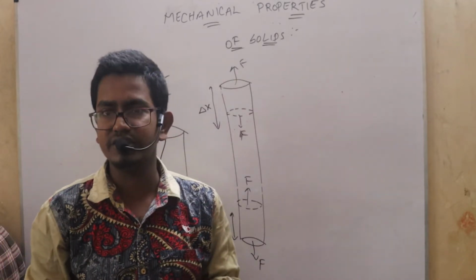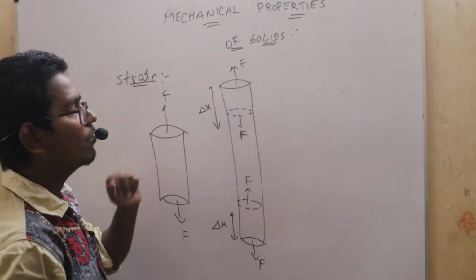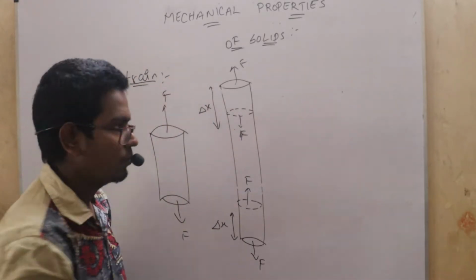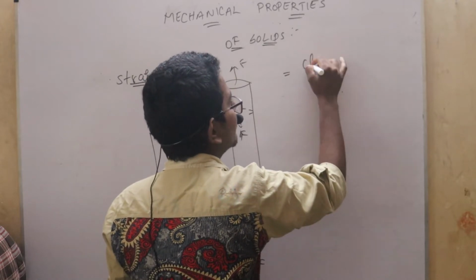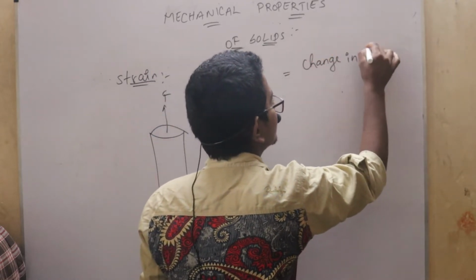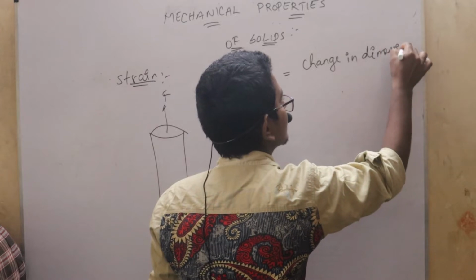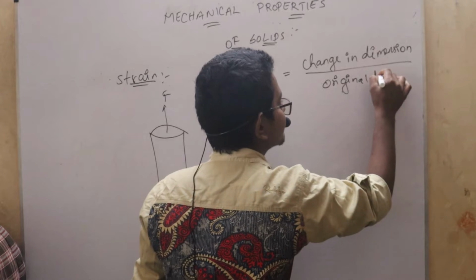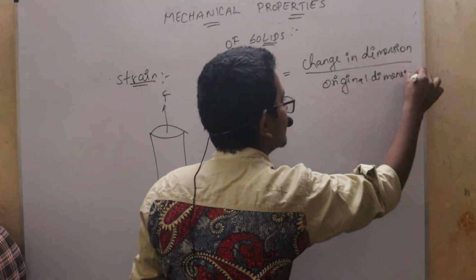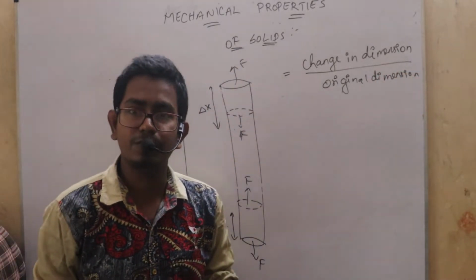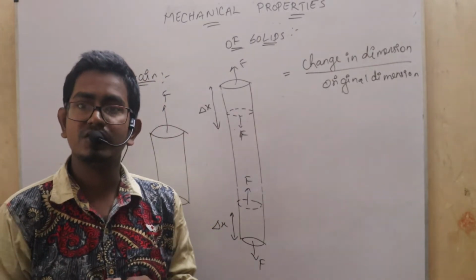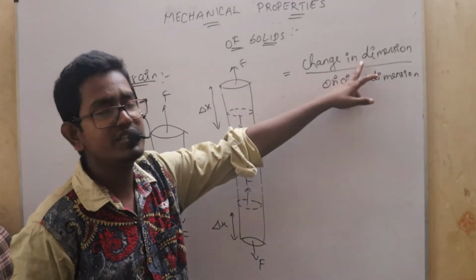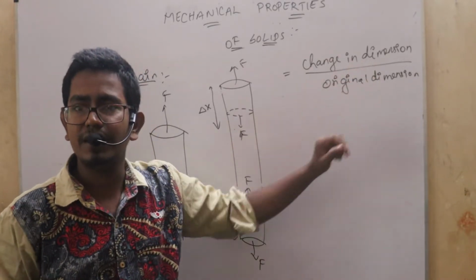As the dimensions are changing, the ratio of the change in dimension to its original dimension is known as strain. Once again, the ratio of the change in dimension to its original dimension is known as strain. So whenever I apply the deforming force, I observe the change in the dimensions, and the ratio of the change in dimensions to the original dimensions is known as strain.